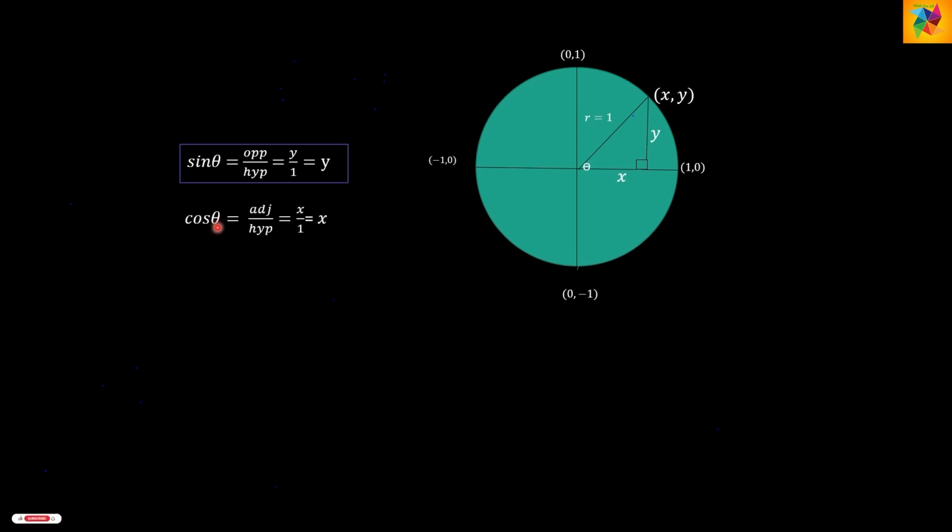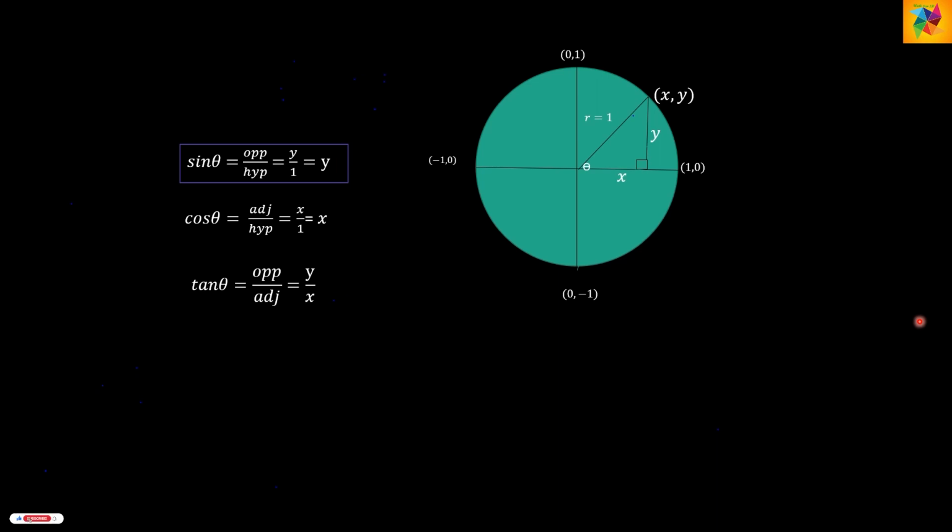Cosine of the angle is equal to adjacent over hypotenuse. Why? Because cosine is CAH. Adjacent over hypotenuse. X divided by 1 is just x. So the x coordinate is the cosine and the y coordinate is the sine value. Lastly, we have the tangent. Tangent is TOA, opposite over adjacent, which is really equal to y, the opposite side of the angle, divided by the adjacent side of the angle.